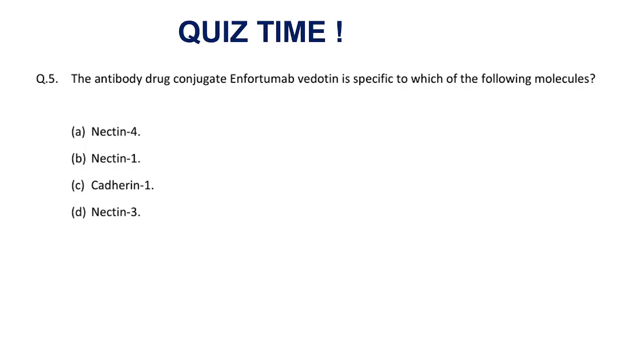Question 5. The antibody drug conjugate enfortumab vedotin is specific to which of the following molecules? Nectin 4, nectin 1, cadherin 1, and nectin 3. But before that, okay, we did not discuss the nectins and the cadherins. But that's fine.